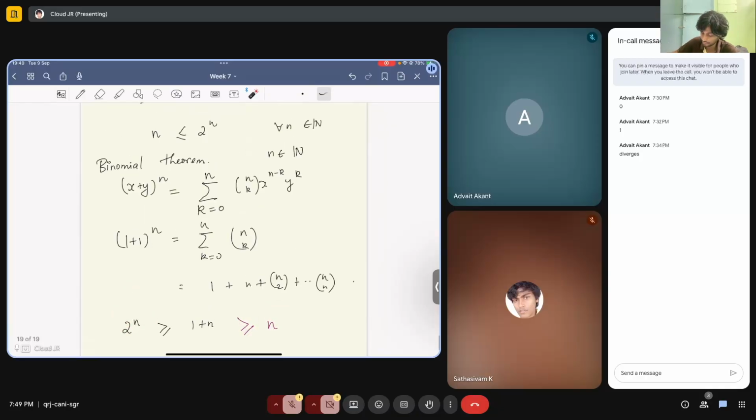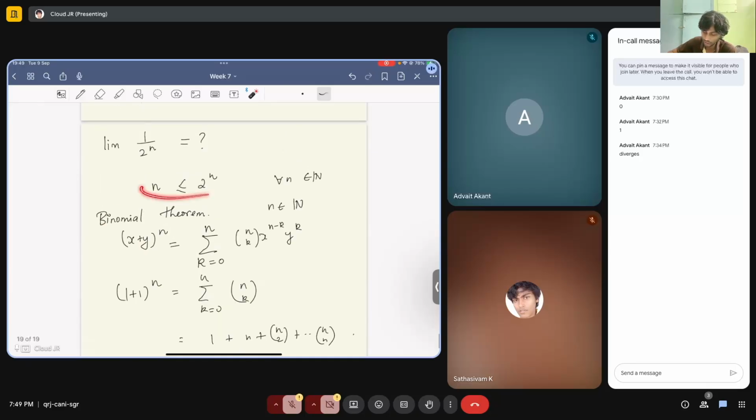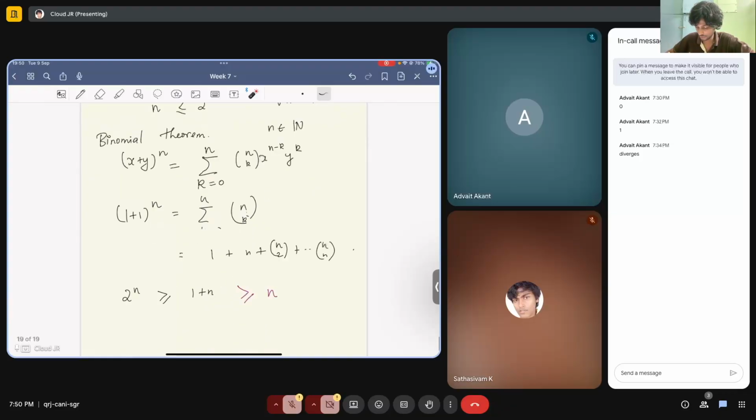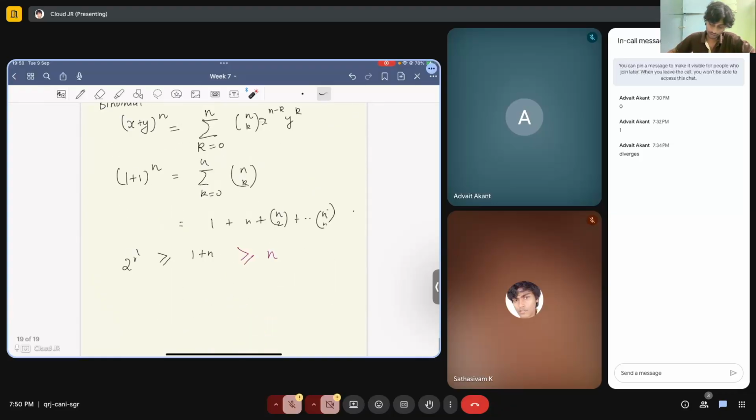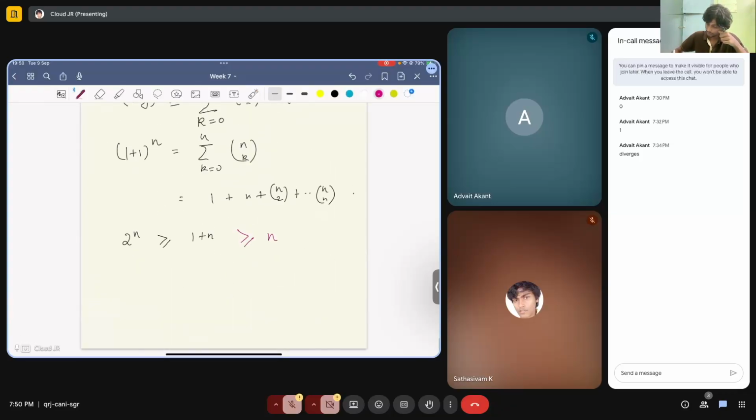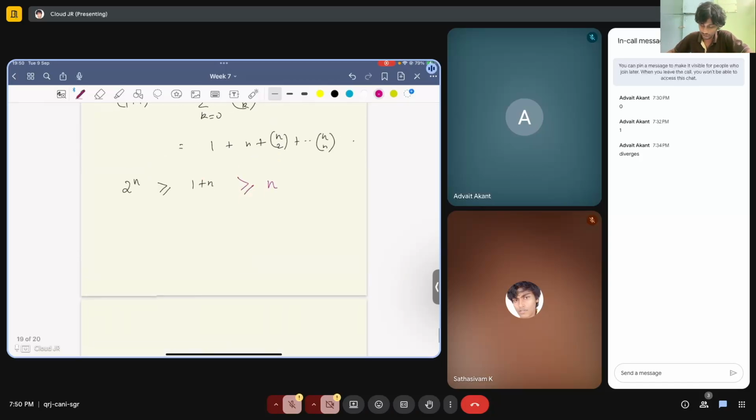Okay, so this is one way to do it. Just use the binomial theorem and you can get this. Or if you want, you can use calculus also and you can prove it. I am not going into the calculus way, although it's a calculus course, and we should have done it in the calculus way, but anyway. Let's go here.